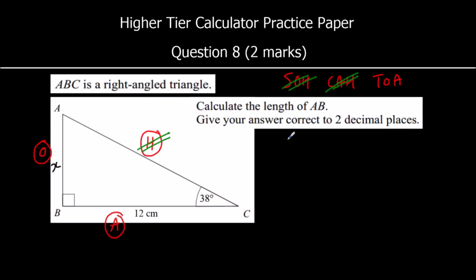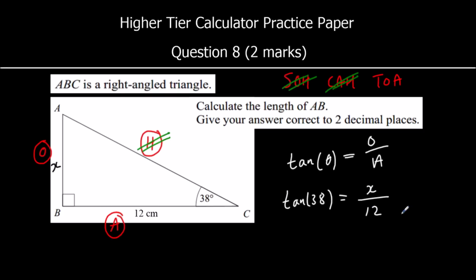We want the one with O and A, which is tan, TOA. And TOA means that tan of the angle is equal to the opposite divided by the adjacent. So substituting in what we've got, the angle is 38. So it's tan 38 is equal to O, which is our X, that's what we're working out, divided by the adjacent, which is 12. To get X by itself, multiply both sides by 12.